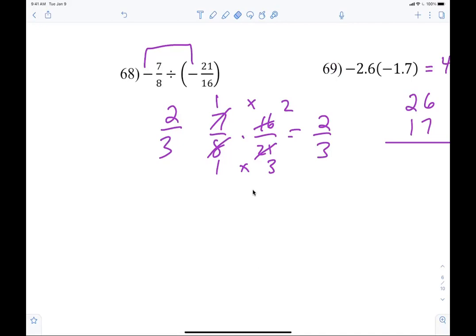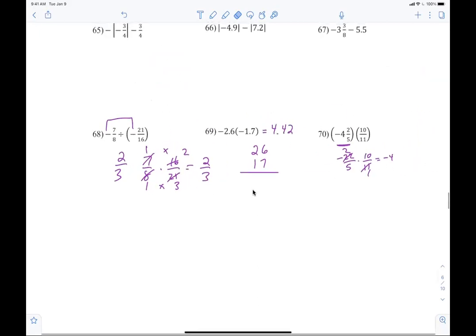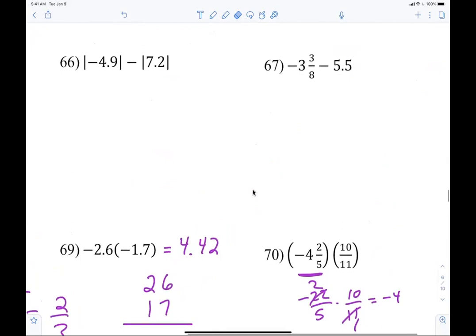Can you do number 65? I can do them all, actually. Oh, all right. Just start, you didn't have that much time. 67, here we go. Go.